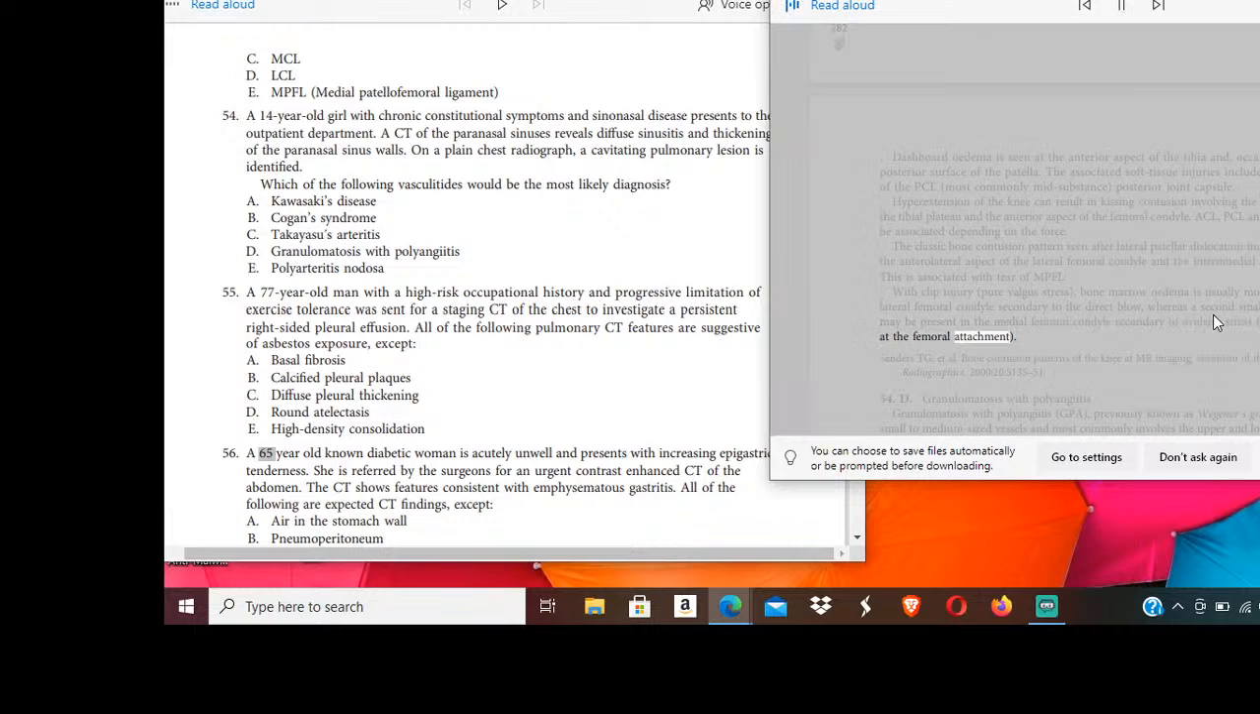Femoral attachment. Sanders TG, et al. Bone contusion patterns of the knee at MR imaging, footprint of the mechanism of injury. Radiographics. 2020. 54. D.